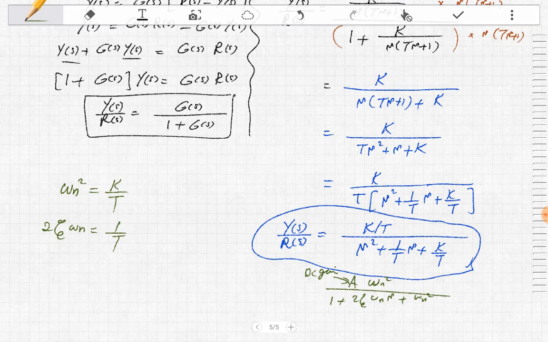So when you compare, omega n squared is equal to K over T, and 2 eta omega n is equal to 1 over T. And when you compare, the numerator is omega n squared, so this gain is equal to 1, right? You don't have it. Still, I just have variables, no numbers. What will help you?